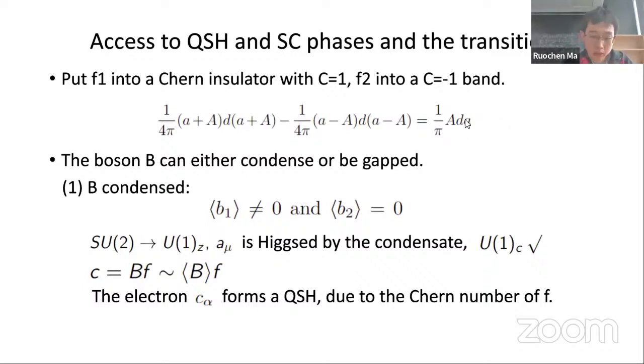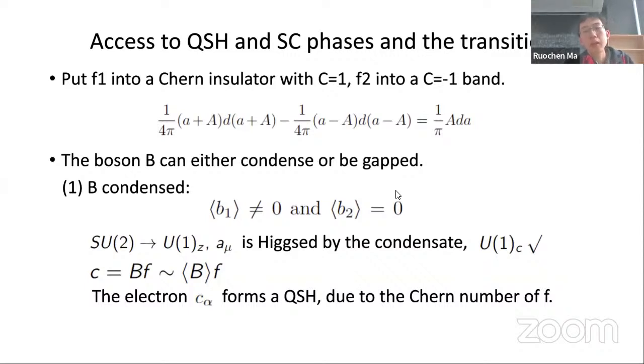And for the B boson, as a boson, there are two possibilities. It can either condense or be gapped out. The first possibility is that B condenses. Up to a gauge transformation or some basis choice, we can always choose B1 to condense with a real non-vanishing vacuum expectation value, but B2 does not condense. It is simply a gauge choice, and you can always achieve that by a gauge rotation.